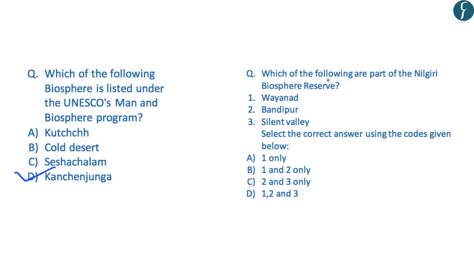The next question reads, which of the following are part of the Nilgiri Biosphere Reserve? So as we have learned today, Wayanad, Bandipur, Silent Valley, etc. are part of the Nilgiri. Hence the correct answer is D, that is 1, 2 and 3. With this, we have come to the end of today's discussion. Now let's move on to the question for the day.